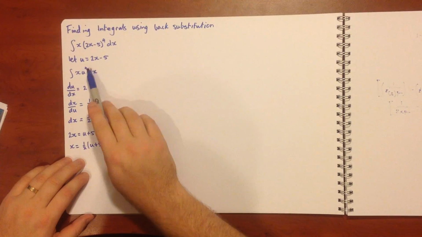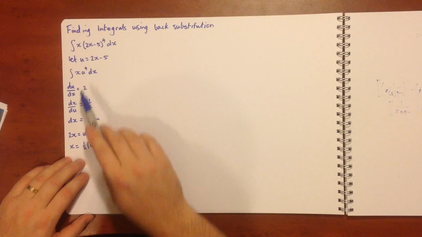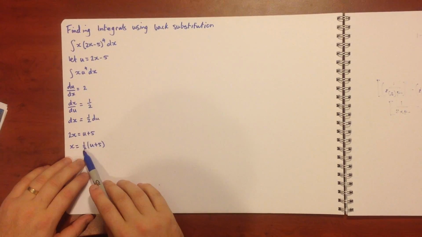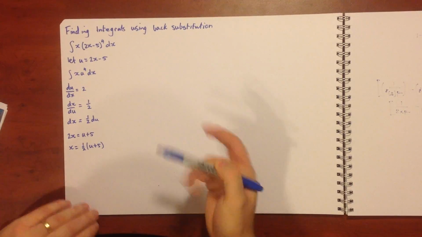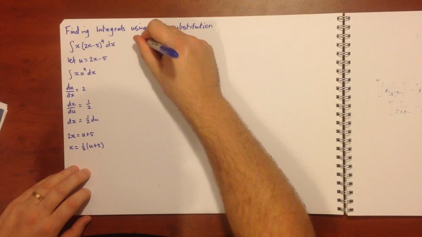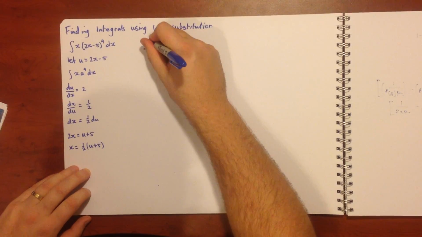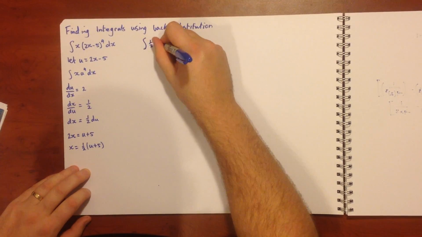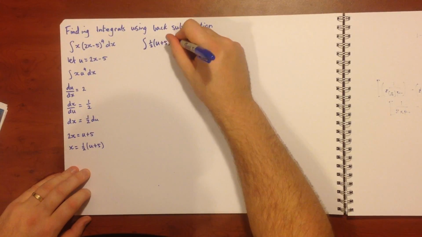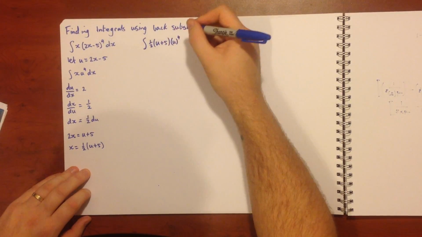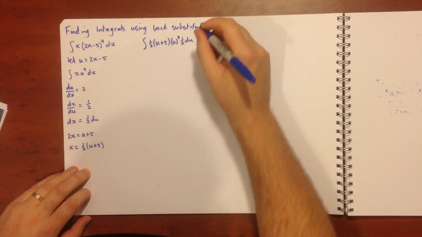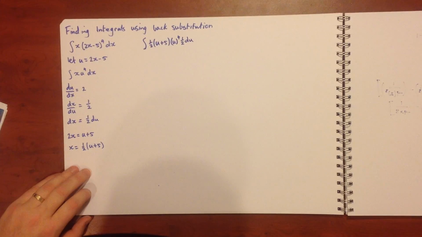What we know though is we can replace this dx with a half du, and we can replace this x with a half u plus 5. When we do that, we're going to get our integral of a half times u plus 5, times our u to the 4, times a half du, replacing our dx with our half du.